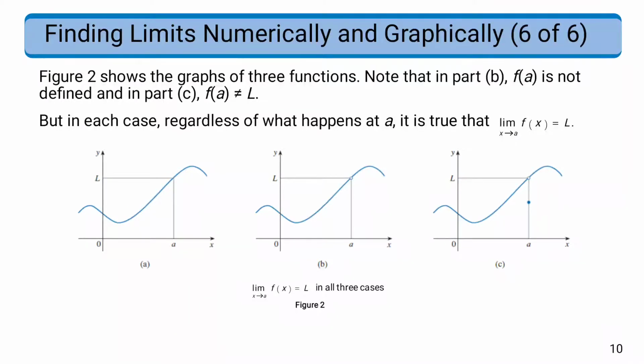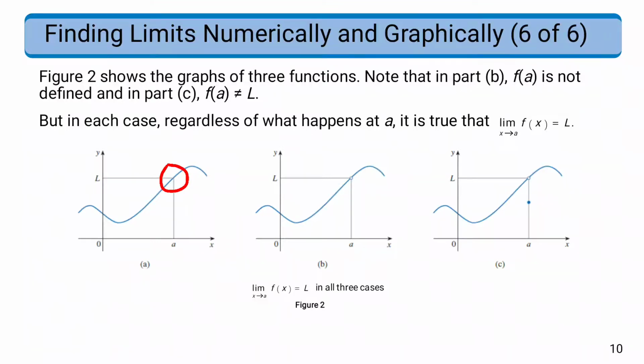So suppose you have these 3 graphs, and suppose that the value of the function on all the 3 graphs is the same, except at one point, x equal to a. For the first graph at x equal to a, we can see that the value is defined and the value of the function is L.